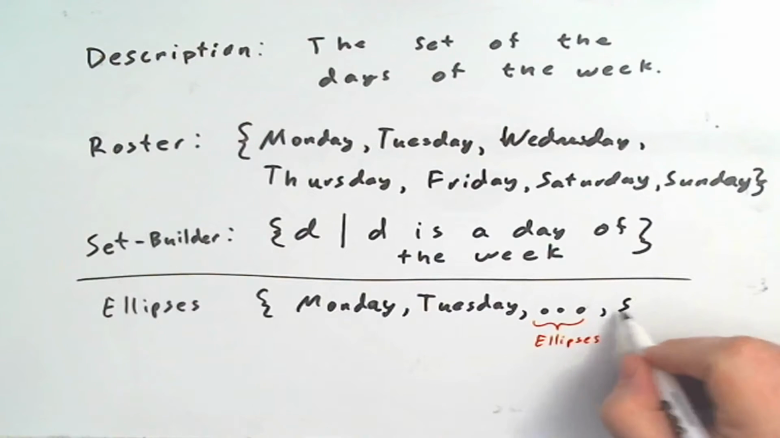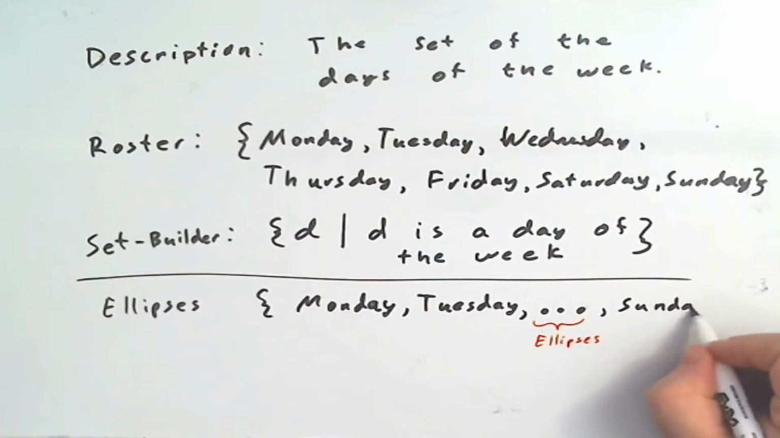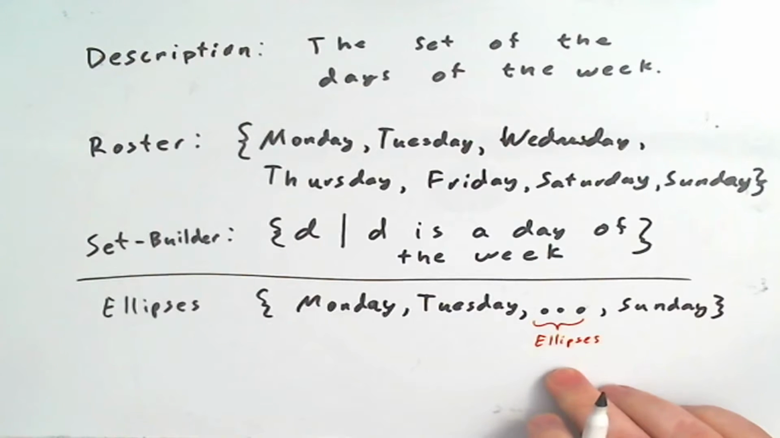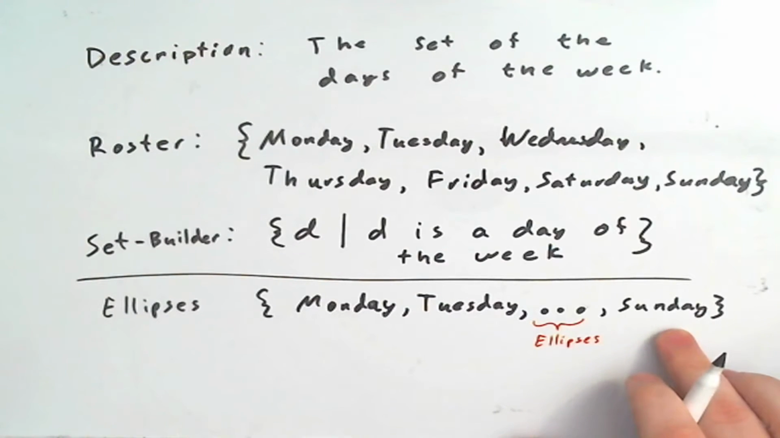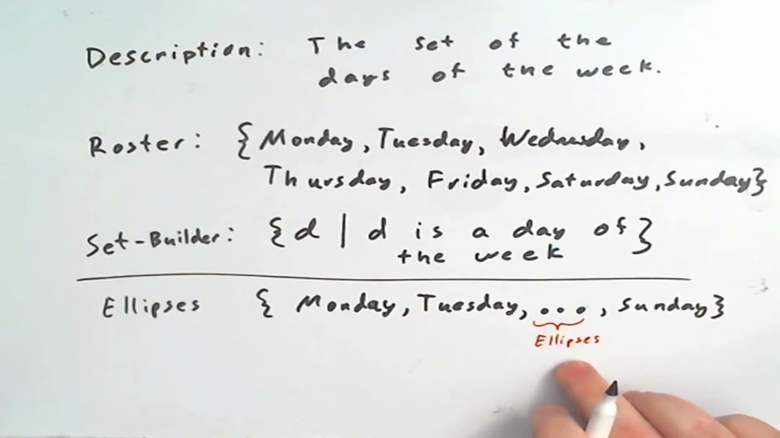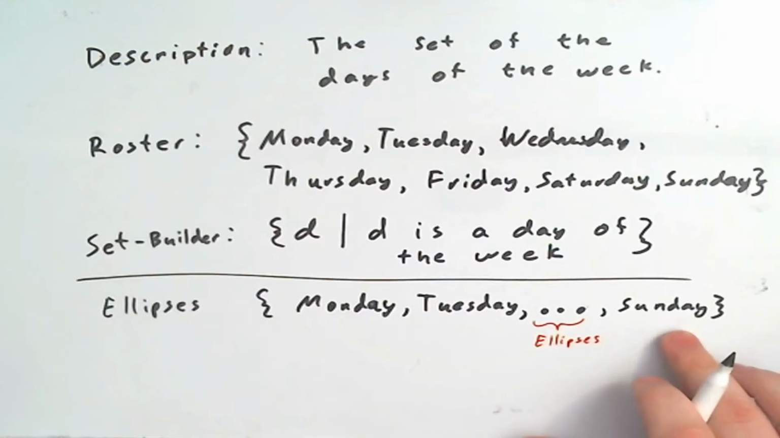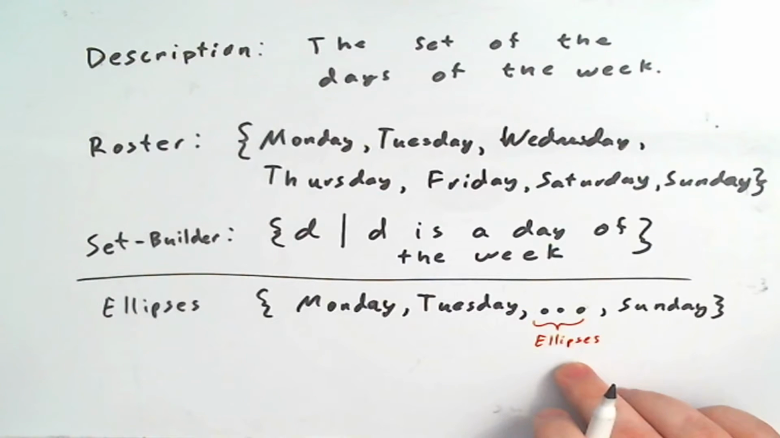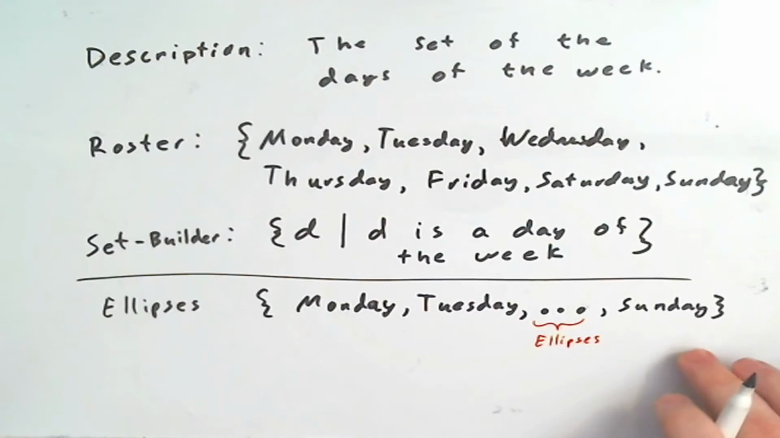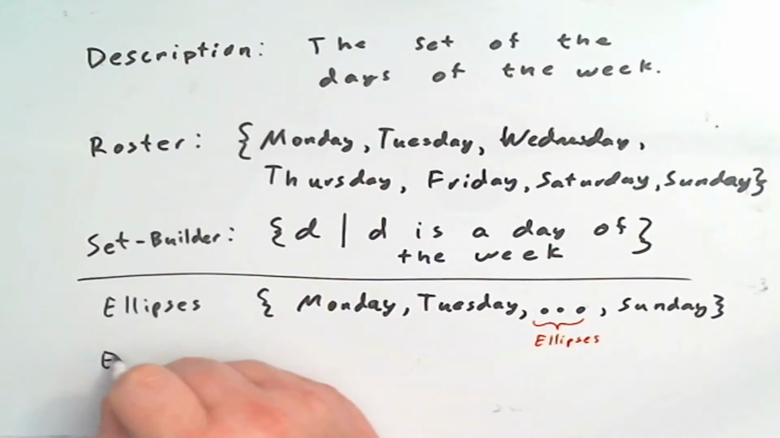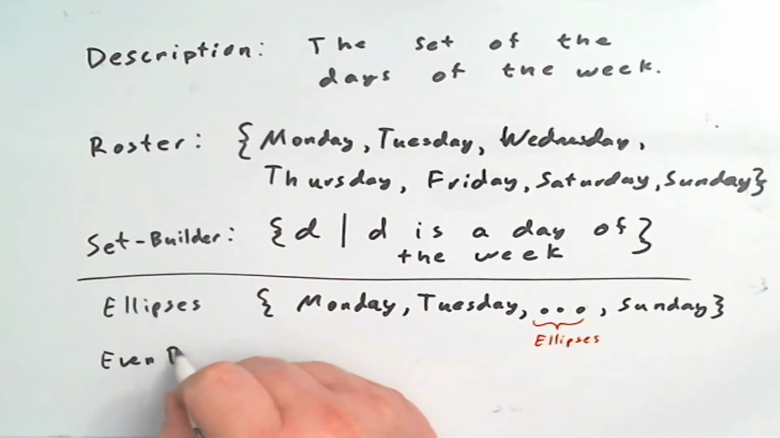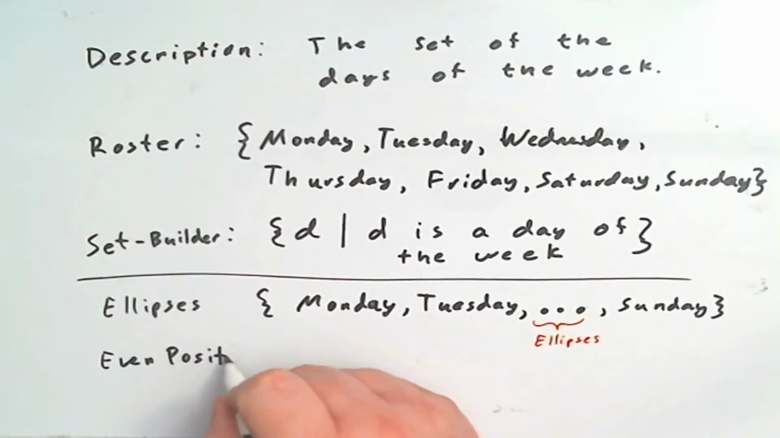And then I could just write Sunday. Okay? So then we would infer that we continue sequentially going through the order of days until we reach Sunday. So Monday, Tuesday. This implies Wednesday, Thursday, Friday, Saturday, and concluding with Sunday. Okay? So ellipses are a very nice tool for doing this. Now, sometimes if it's an infinite set, these ellipses might occur at the end. For example, suppose I wanted to describe even positive integers, right?